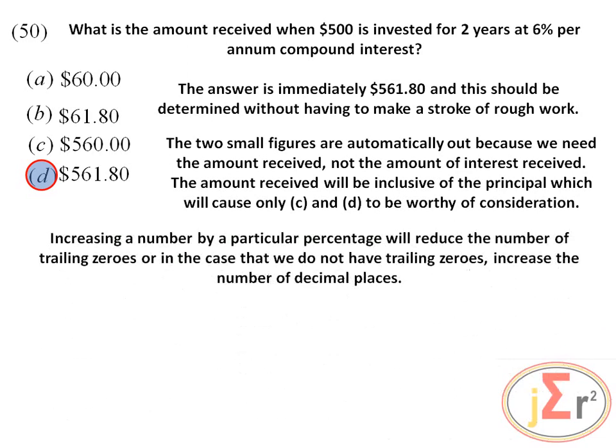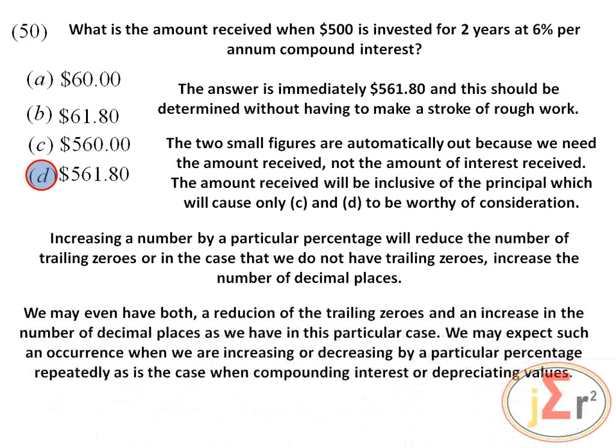Increasing a number by a particular percentage will reduce the number of trailing zeros, or in the case that we do not have any trailing zeros, increase the number of decimal places. So that is the effect on a number if we increase it by a particular percentage. The number of trailing zeros will be reduced, or we will have an increase in the number of decimal places. We may even have both a reduction of the trailing zeros and an increase in the number of decimal places, as we have in this particular case.